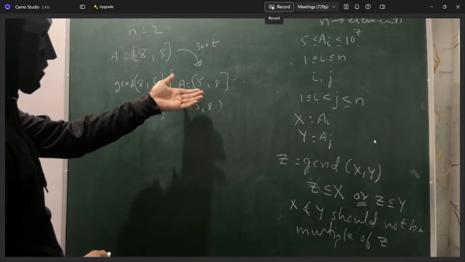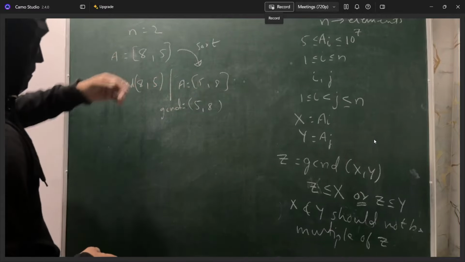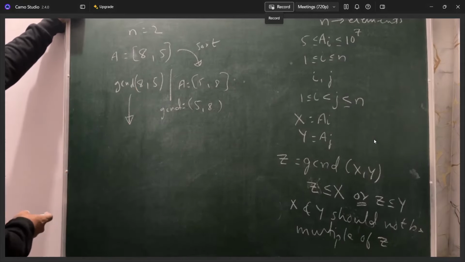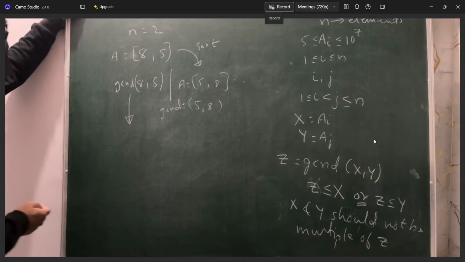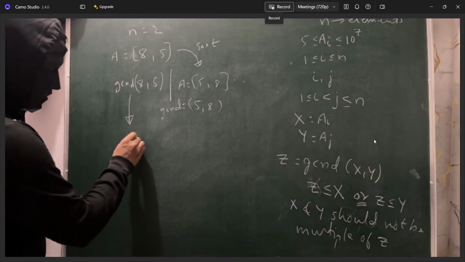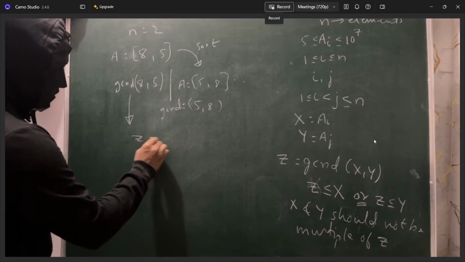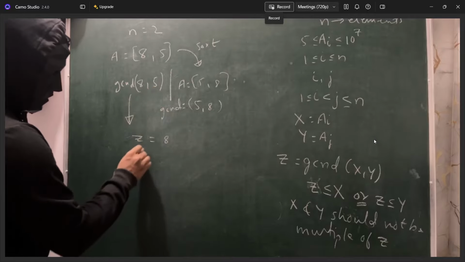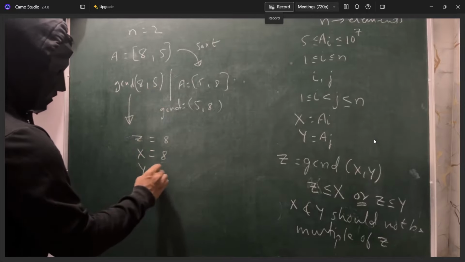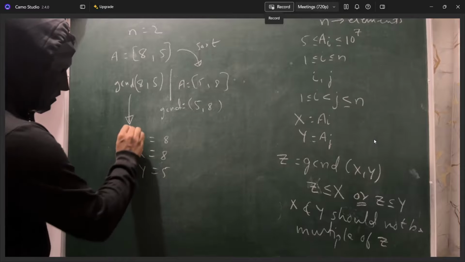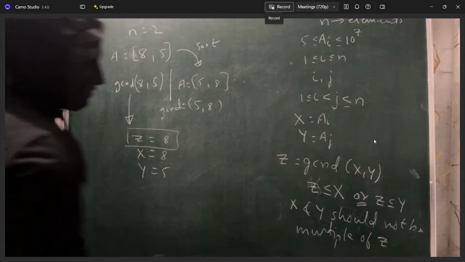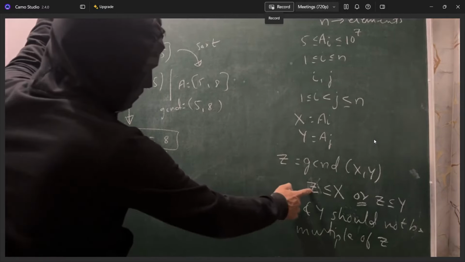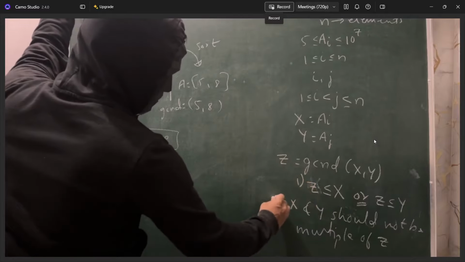So I'll be sorting the array. I'll tell you why I'm sorting; in this example I won't, but later I will. So let's try to take the GCD of 8 comma 5. How do you find that now? Let's say we take one integer z as 8. When you take z as 8, you have x as, let's say, 8 and y as 5. Does your z satisfy the conditions? Which condition is it not satisfying? This is the first condition, and this is the second condition.